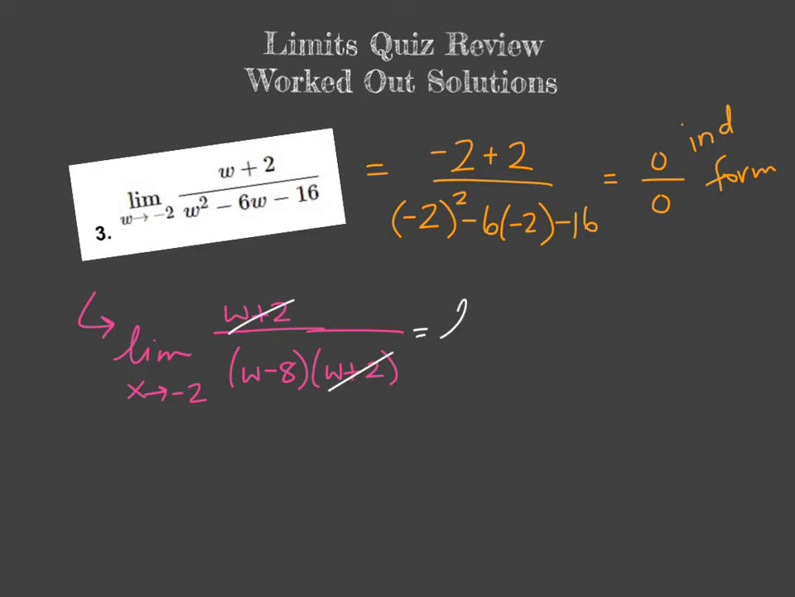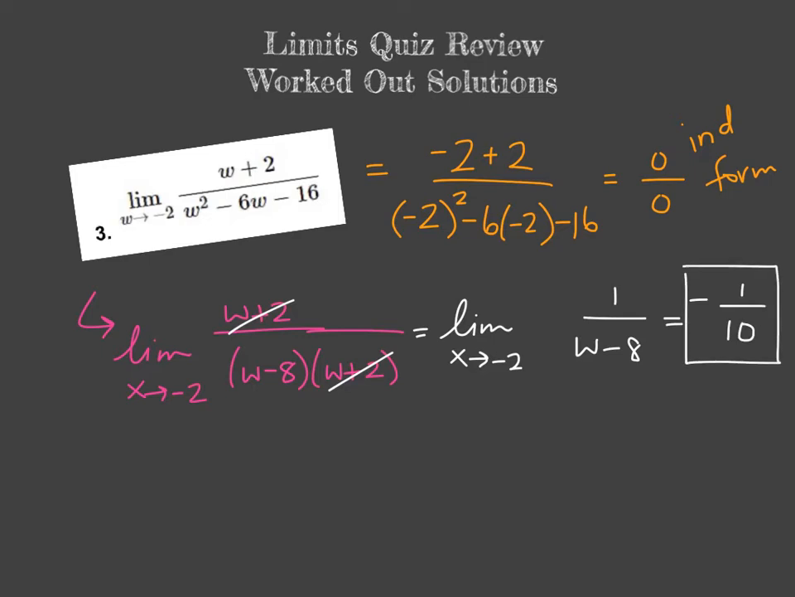So we're left with the limit as x approaches negative 2 of 1 over w minus 8. When we use direct substitution here, we'll plug in negative 2 for w, and we'll get negative 2 minus 8, or negative 10. And we don't want to write the negative in the denominator, we'll just write it out front of our fraction.